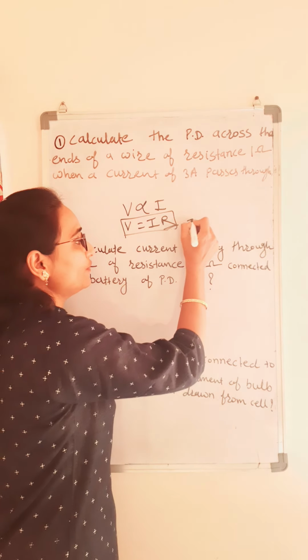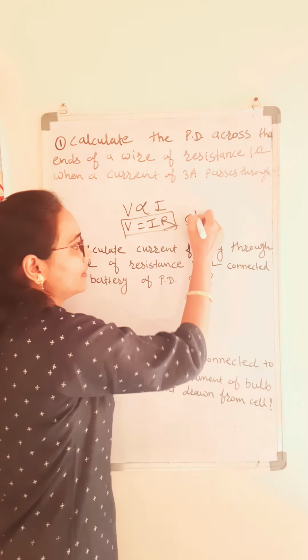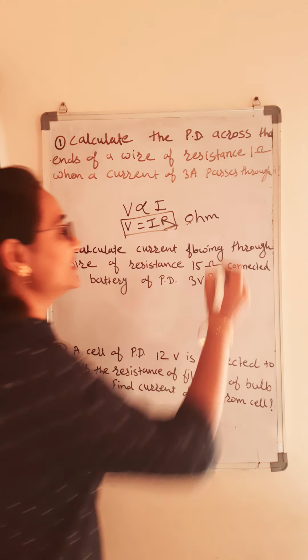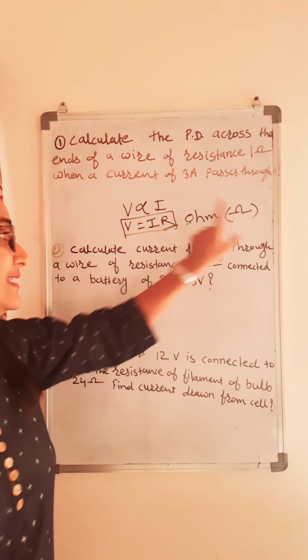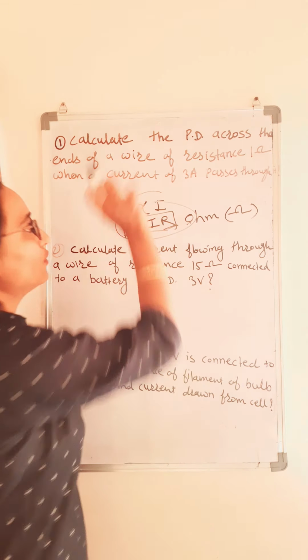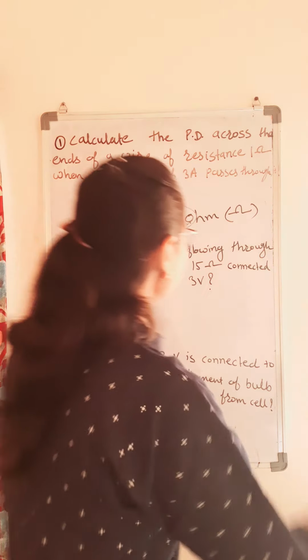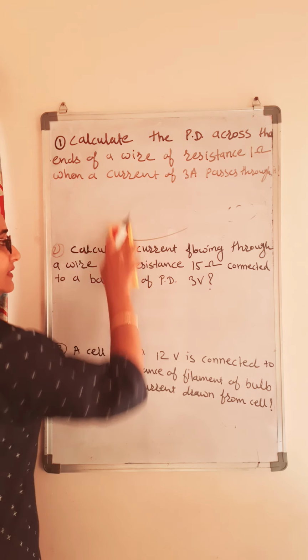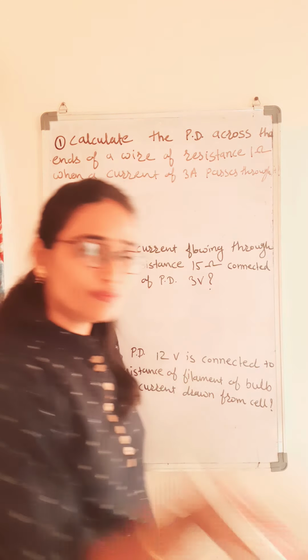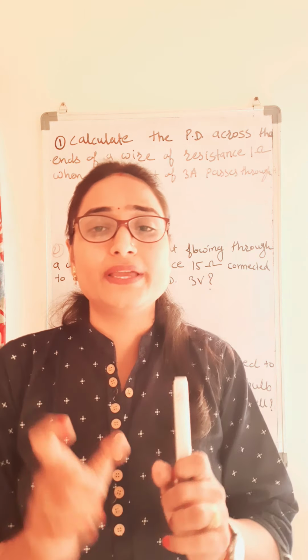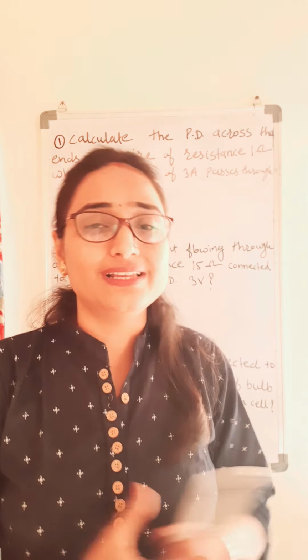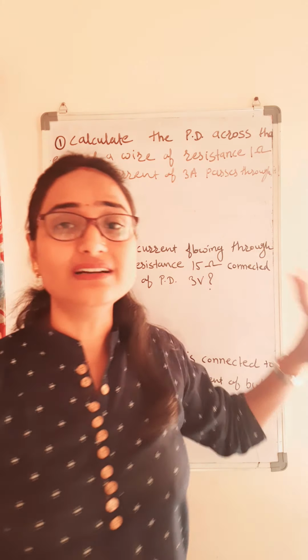The SI unit of resistance is ohm, which is denoted by this symbol. If you understand this, then we will go for the numericals. So this is the recapitulation part of the previous video. If you didn't see that, go to PRK Learning Ohm's law, you will get that. Now we will see the numericals.